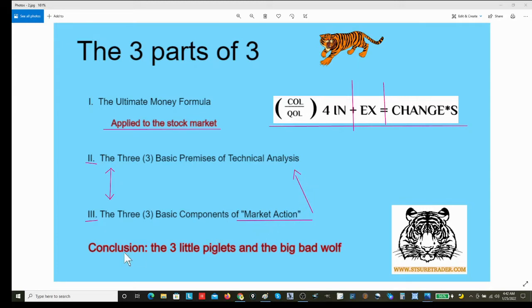And then, ultimately, we will conclude by putting it together in a real market situation using what I like to call the three little piglets and the big bad wolf. Remember, in Sure Trader, we always plan to pounce. Don't just pounce, don't just buy anything, plan before you pounce.